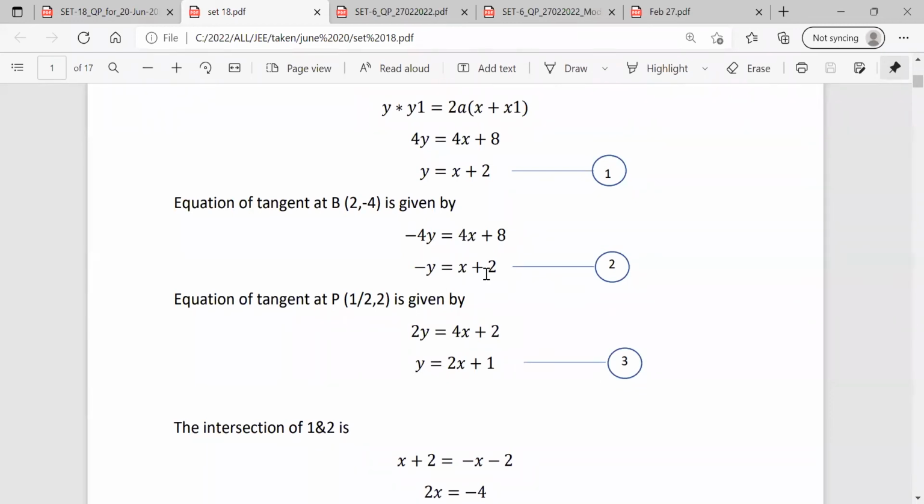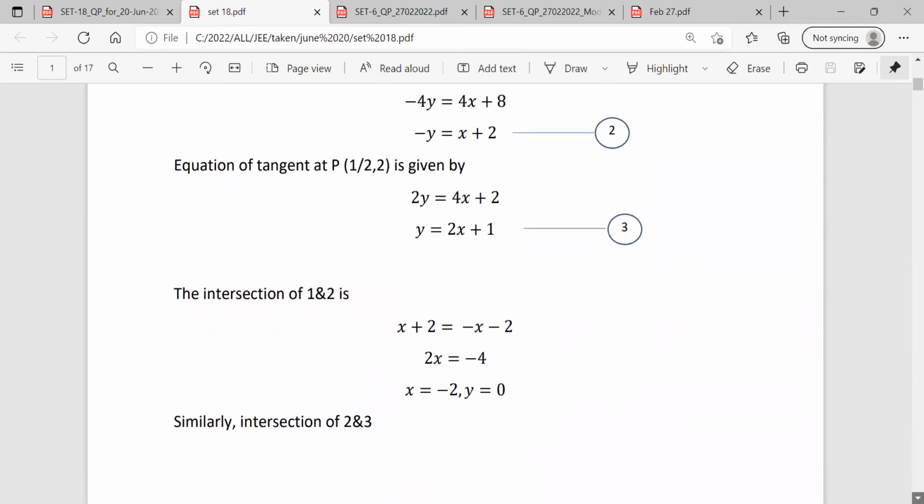Now we have one more point where we have to find the equation of the tangent. That point is (1/2, 2), and we can find this as 2y is equal to 4x plus 2. Simplify and we have y is equal to 2x plus 1. After substituting the values, we have these three equations. Just solve these three equations and get the 3 points.